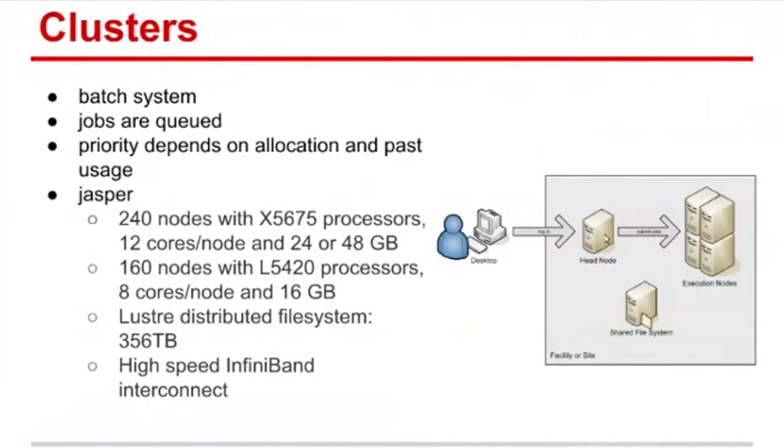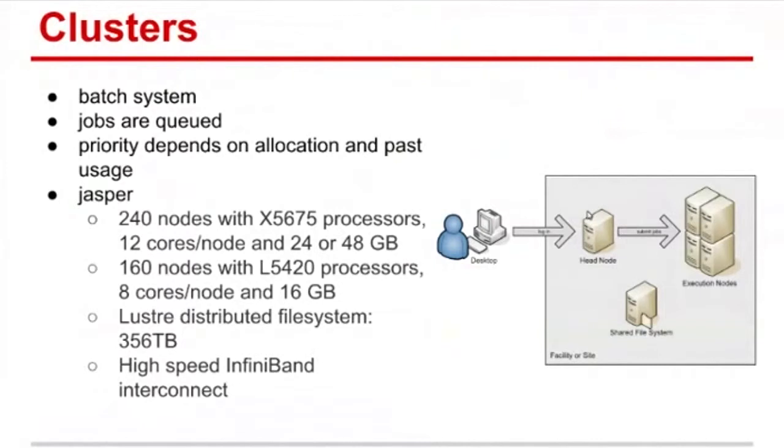So as I said, all the work that you do on these systems are batch systems. So you would submit a job, the jobs are queued, and they're run when the resources become available. The priority of your jobs depends both on allocation and past usage of the resources.